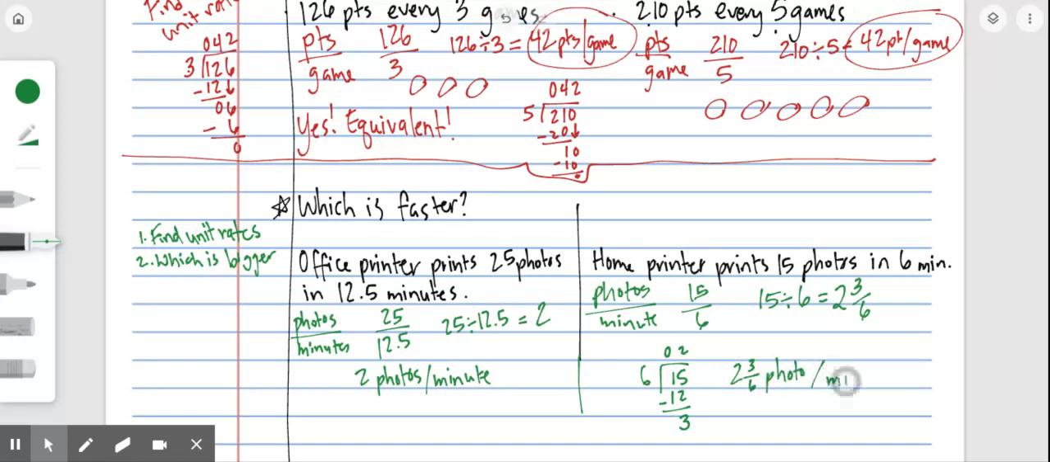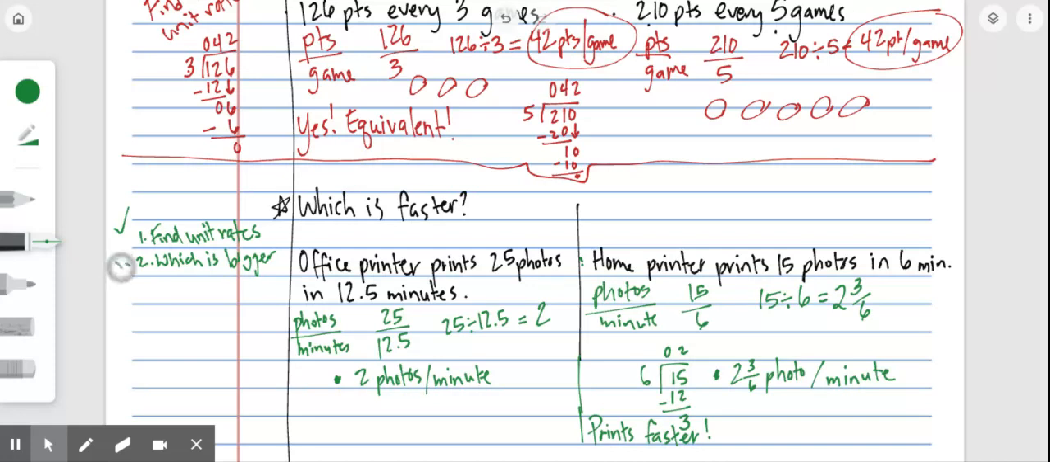per minute. Okay. Now we did step 1, which is find the unit rates, and step 2 is find out which one is bigger. So if I can print 2 photos per minute, that's cool. But if I can print 2 and 3/6 of a photo in a minute, that's more photos. I'm printing more photos at my home printer. So this one prints faster. Because it can print more photos per minute.